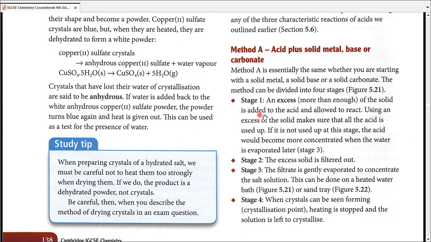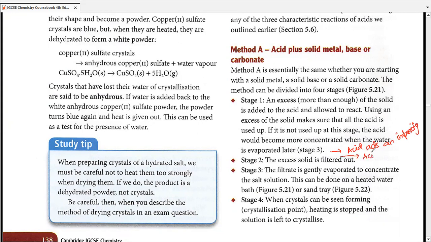Why do we do that? Excess of the solid makes sure that all of the acid has been used up. If the acid is not used up at this stage, the acid would become more concentrated when the water is evaporated later. Acid comes as an impurity, part one, point one, which we can write over here. Acid acts as an impurity. That's the first problem. That's why we take acid in less amount.